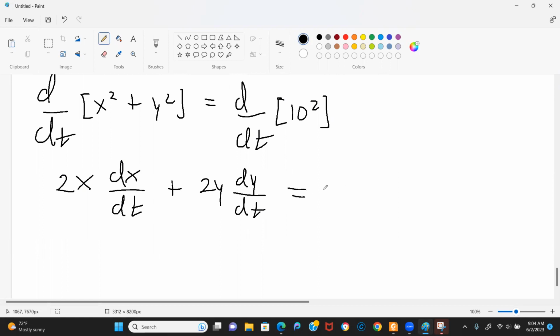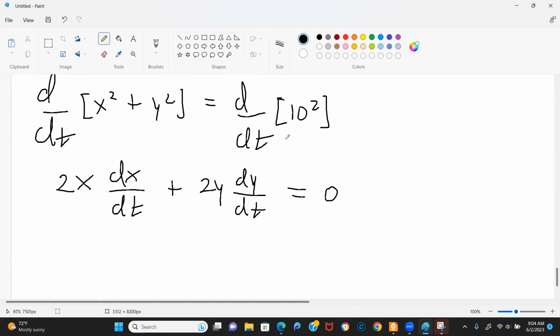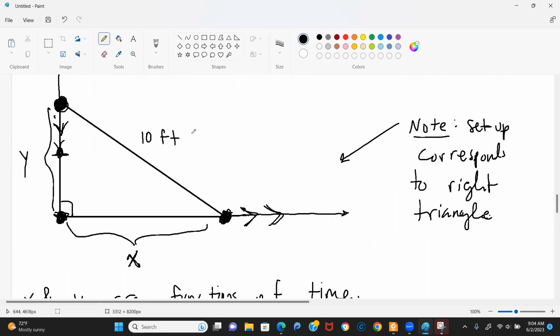And then the right hand side is just going to be 0 because we're differentiating a constant. And that basically corresponds to the fact that the length of the ladder is not changing with time.